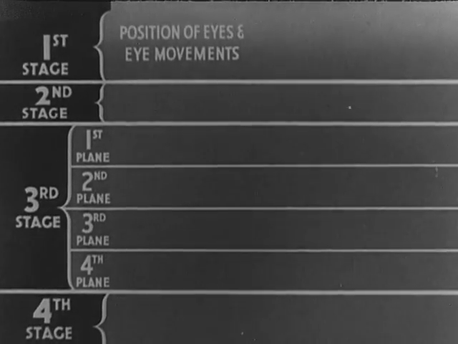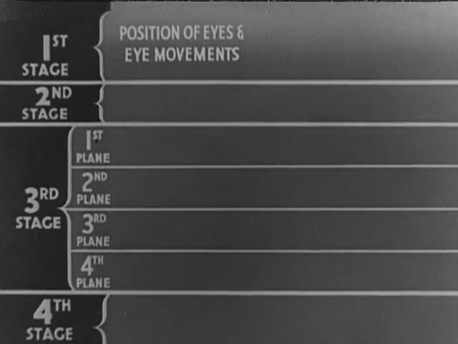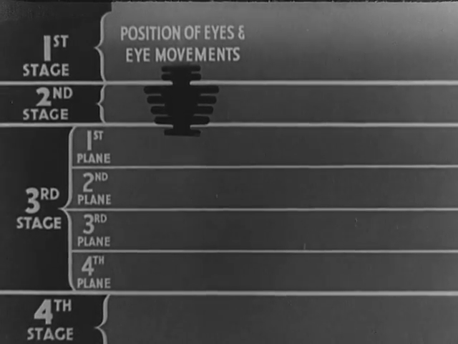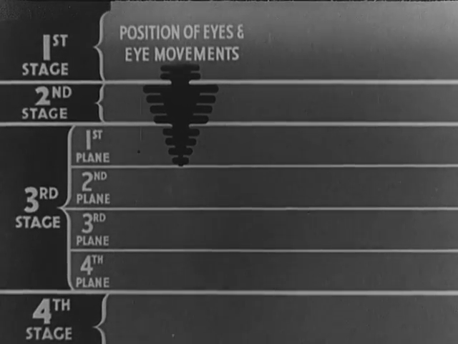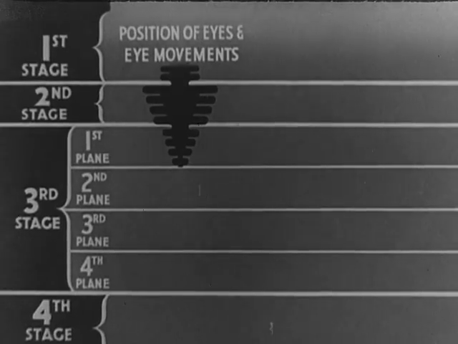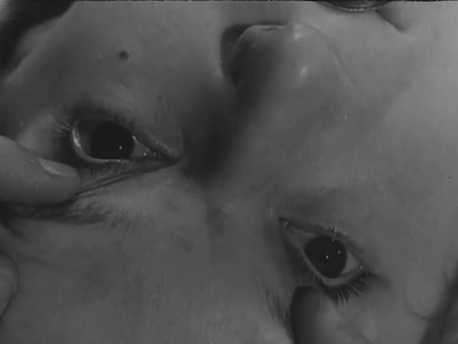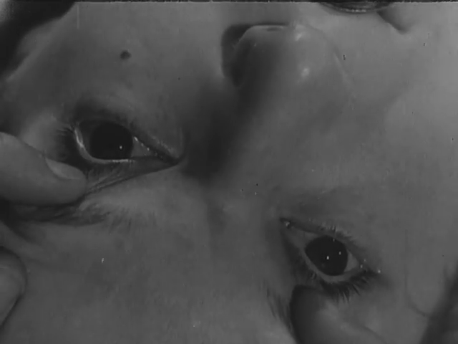This chart sums up the position of the eyes and the eye movements. There is brisk movement or wide divergence in the second stage, less in the first plane of the third stage, and none from then on. The size of the pupils and their reaction to light are also important. The anaesthetist can normally detect the reaction to light when he pulls the lids back briskly.